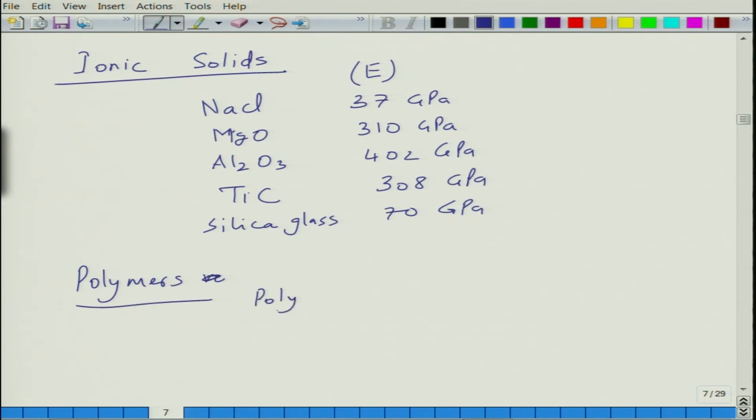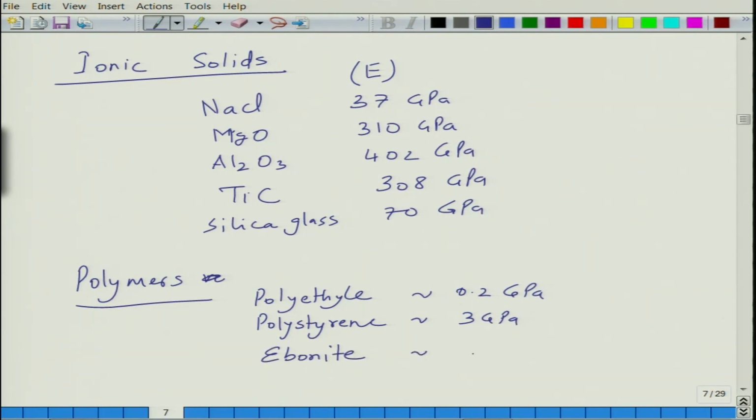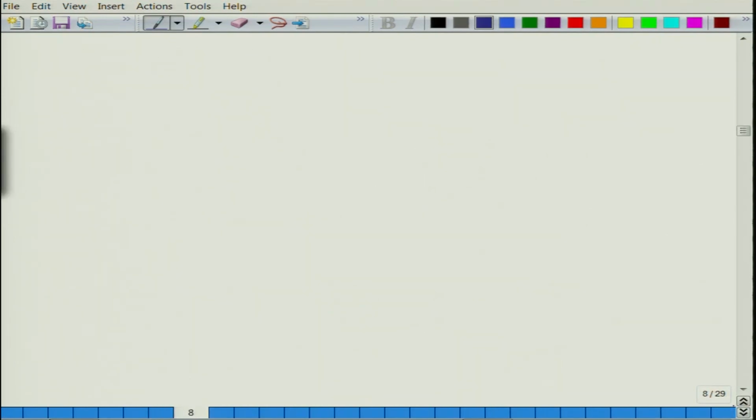So, if you look at polyethylene, for instance, the modulus is about 0.2 GPa. If you look at polystyrene, it is about 3 GPa. If you look at ebonite, which is a thermoset polymer, which is supposed to be a hard polymer, it is also not very high, it is only about 3.5 GPa. So, materials can be classified based on the bond strength.